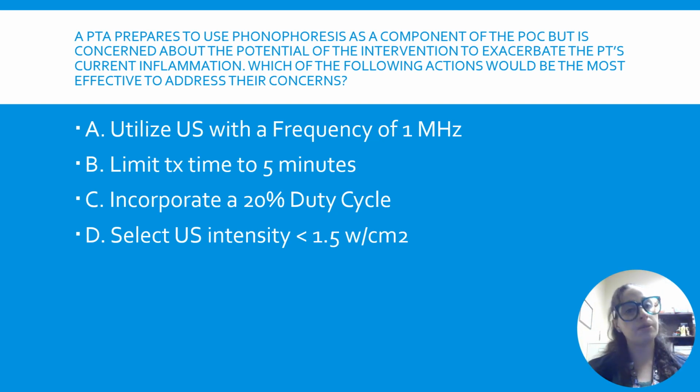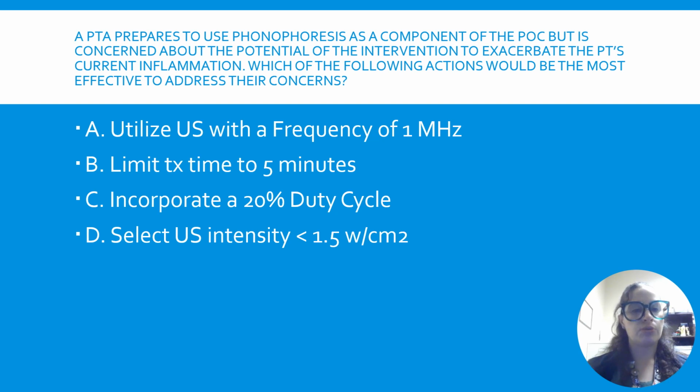And if you do look back in your modalities book and look at the parameters they say to use for phono, it is usually 20% duty cycle with a very low intensity from 0.5 to 1 watts per centimeter squared, which already indicates what you're doing there.